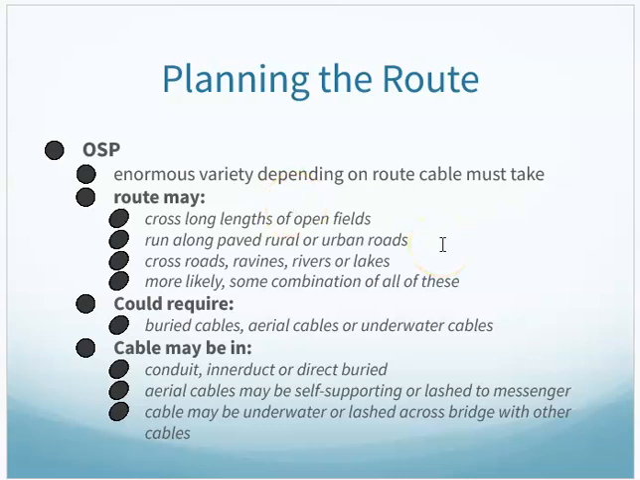With outside plant, the route could be very long and involve many things that you're dealing with. Crossing open fields, along roads, maybe going under roads, maybe dealing with rivers and lakes and streams, and sometimes it's a combination of all of those. So we could have buried cable, aerial, underwater, in some cases all of those till we get from point A to point B. It could be an interduct, it could be buried, it could be an aerial cable, it might even be underwater. Again, a combination of those things might be the pathway.